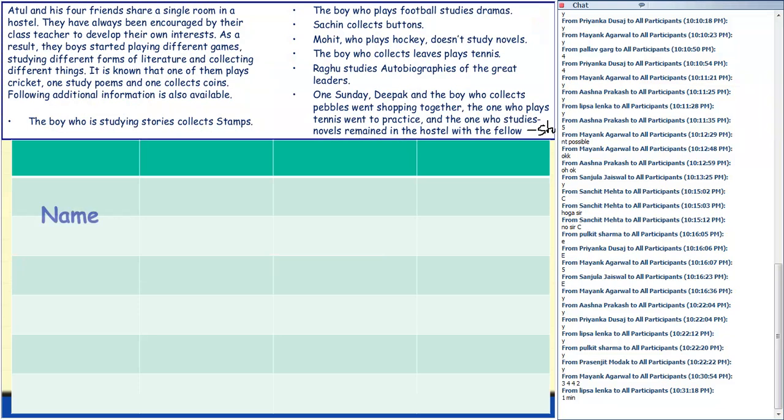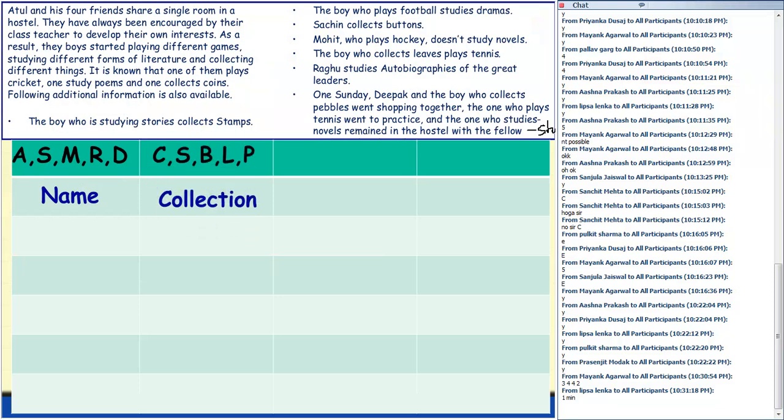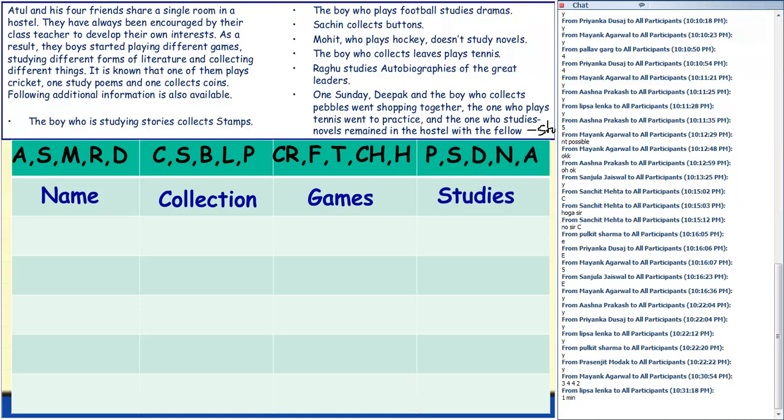The names, these are the different names: ASMRD. Then the collection, these are the different collections: CSBLP. Then the next one is games. The different games are CR cricket, football, tennis, CH chess, and H is hockey. And the next one studies: PSBNA. Now again, do not fix the position of anything.